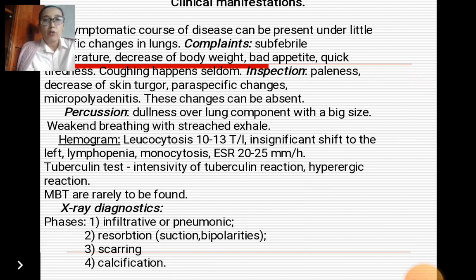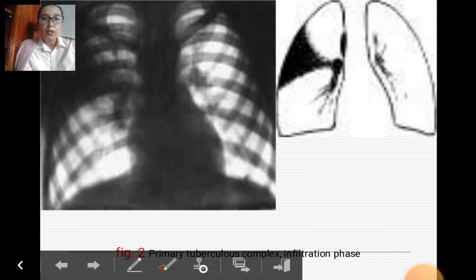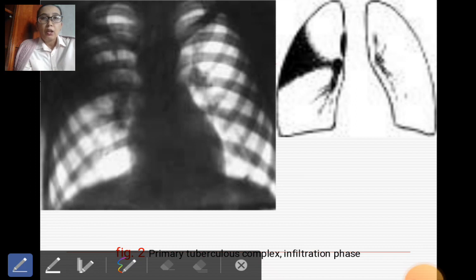Tuberculin skin test will always be positive or hyperergic, and during the X-ray diagnostic we can find four phases of primary tuberculosis complex. First one is infiltrative or pneumonic, second phase is resorption, third phase is scarring, and fourth phase is calcification. In this slide you can see first phase of primary tuberculosis complex called infiltration phase, and in the X-ray chest you can see triangle shape shadow.